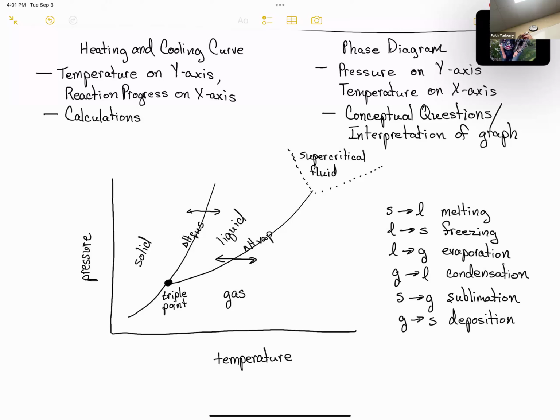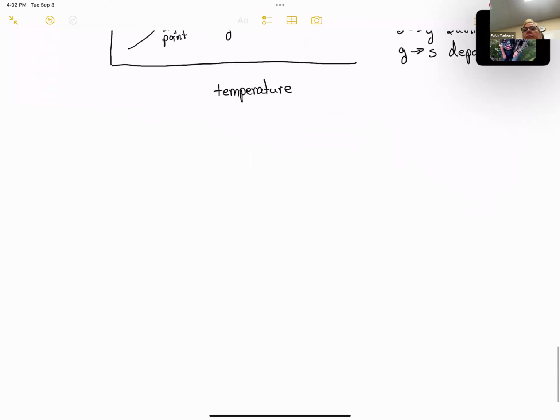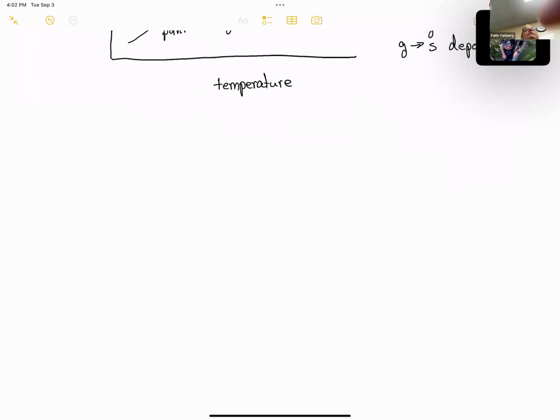We didn't have the opportunity to discuss that when we got into the heating and cooling curve. But you do have the opportunity to discuss sublimation and deposition when we're talking about the phase diagram. Okay, it's going to take me a second to put the next thing together, because I'm going to illustrate the types of questions you can expect to see about phase diagrams. But now I've actually got to draw in temperatures and pressures.